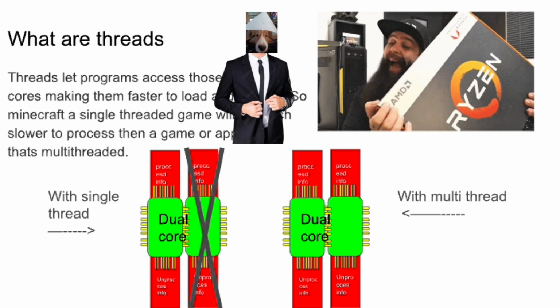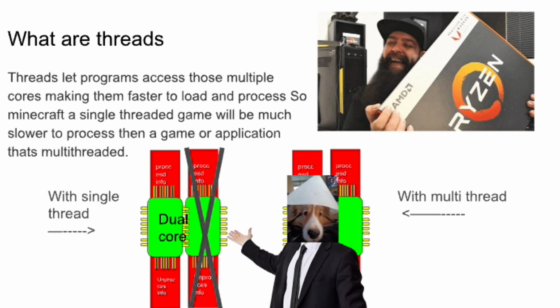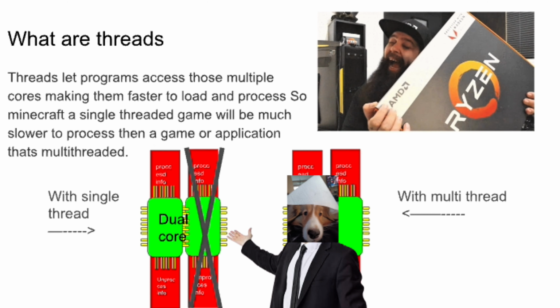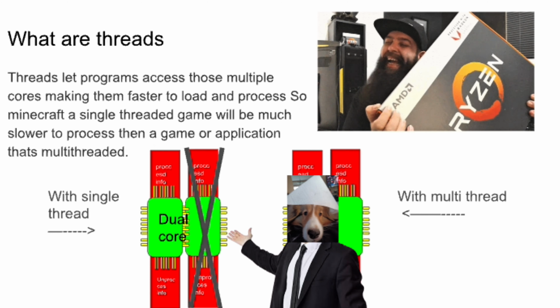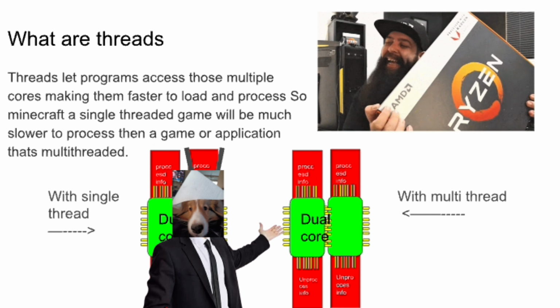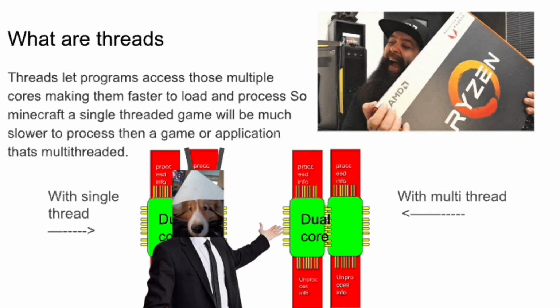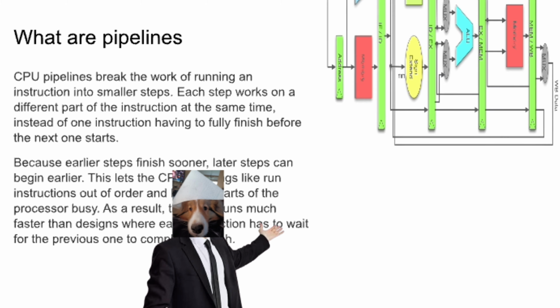This picture down in the bottom left is a picture of a dual-core CPU with one thread. Since there's only one thread, it can only access one of the cores. But with multi-threading, it can access two of the cores, therefore increasing the performance.